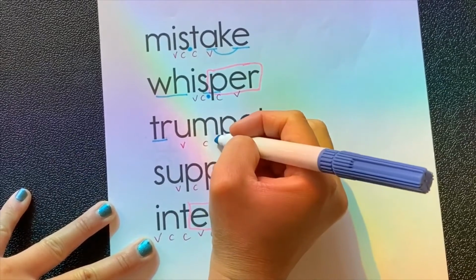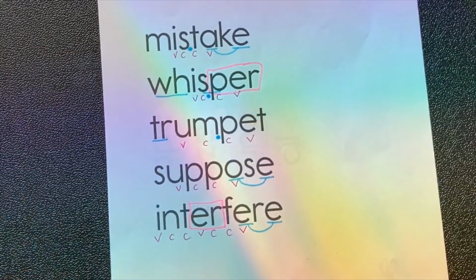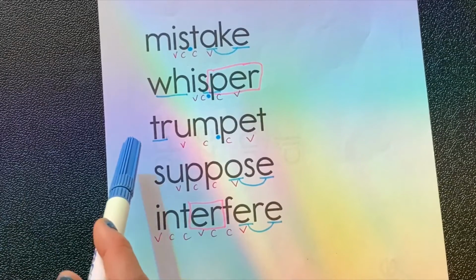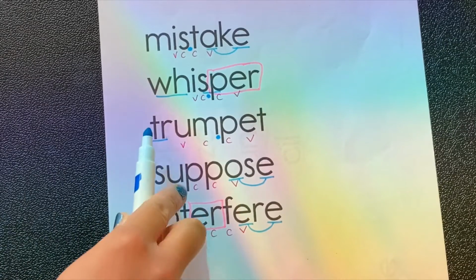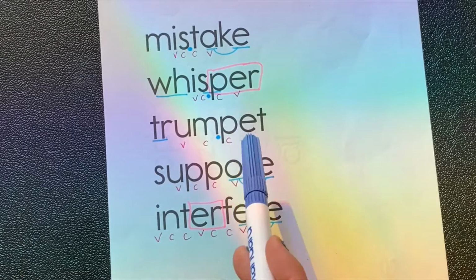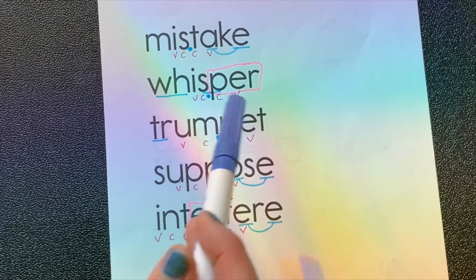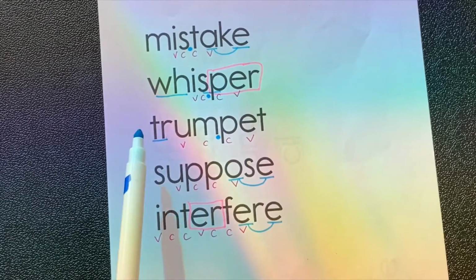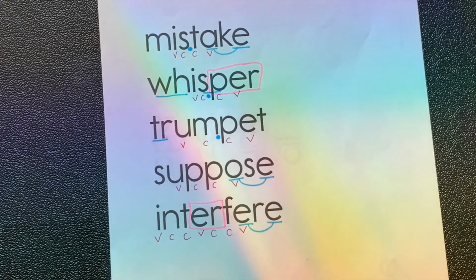So that tells us we're going to split in between the M and the P. Ready? First syllable, trum. That's a consonant blend with the TR there. Second syllable, pet. Ready? Try for the real word, trumpet.